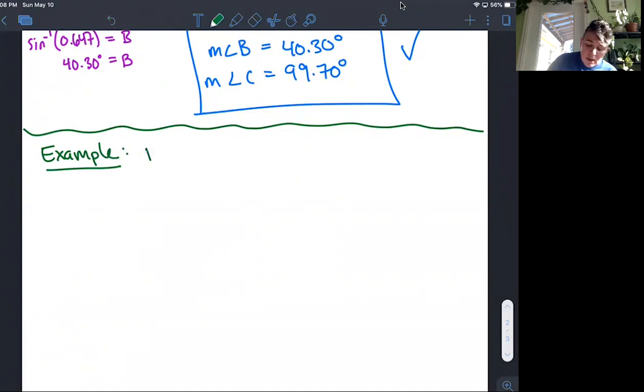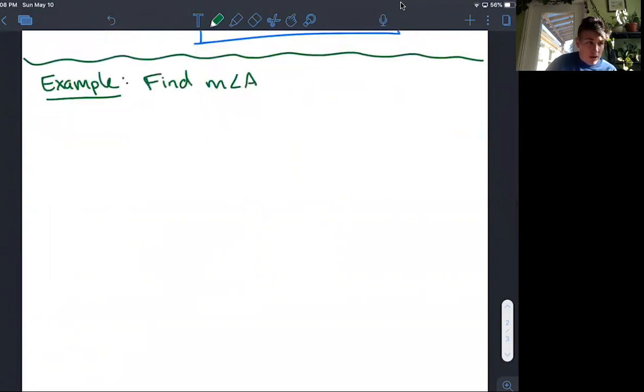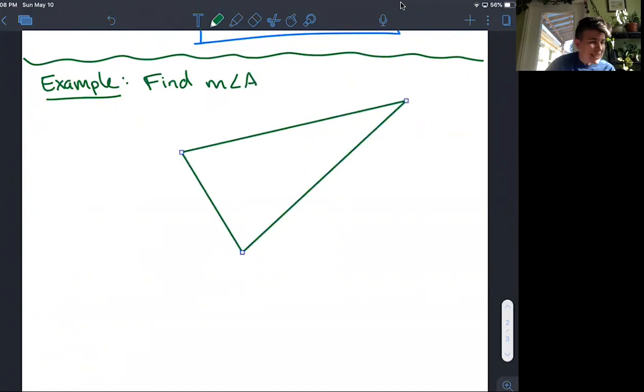So what I want you to do here is find the measure of angle A. Okay, I'm going to try to draw this triangle for us. So this is going to be A up here, C down here, B down here. This is going to be 23, 27, and 19.